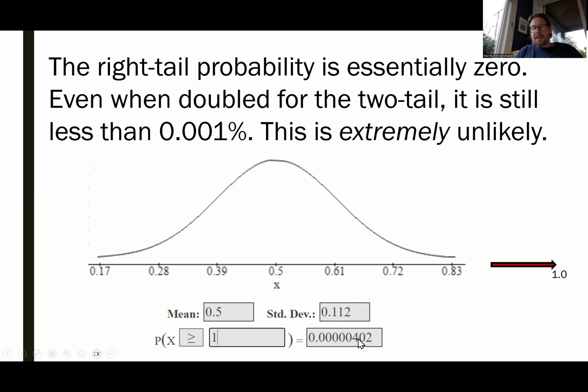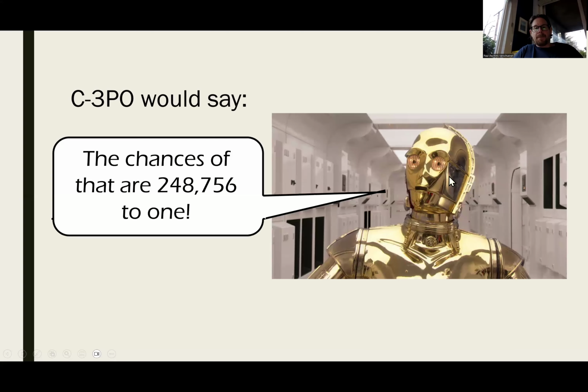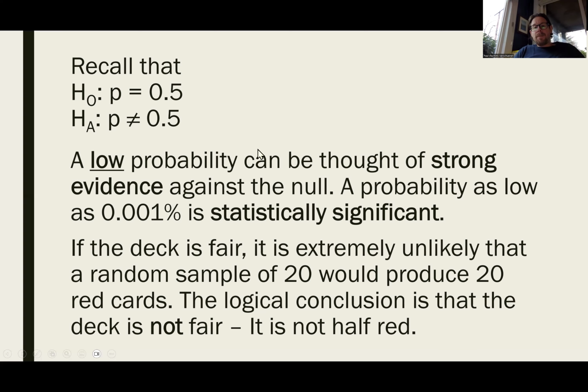Even if you doubled that and made it 0.00000008, it's still less than 0.001%, which is extremely unlikely. And it turns out that's actually equivalent to 248,756 to 1. It's very, very, very unlikely. So this is another chance to say low probabilities are strong evidence against the null. A probability as low as that is statistically significant.